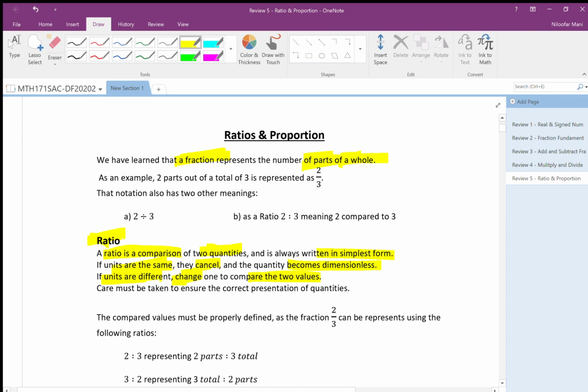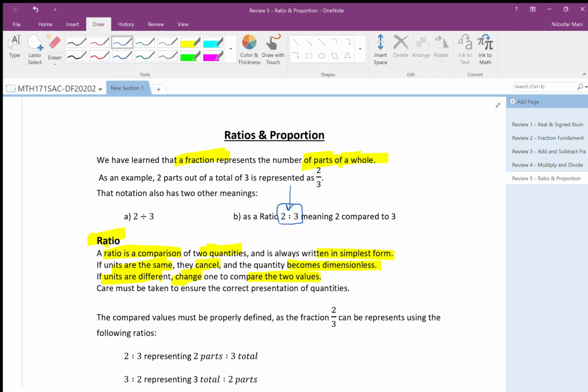How do we show ratio? I show ratio this way: ratio 2 colon 3. So I use this sign, colon. 2 to 3 means I am comparing 2 to 3.